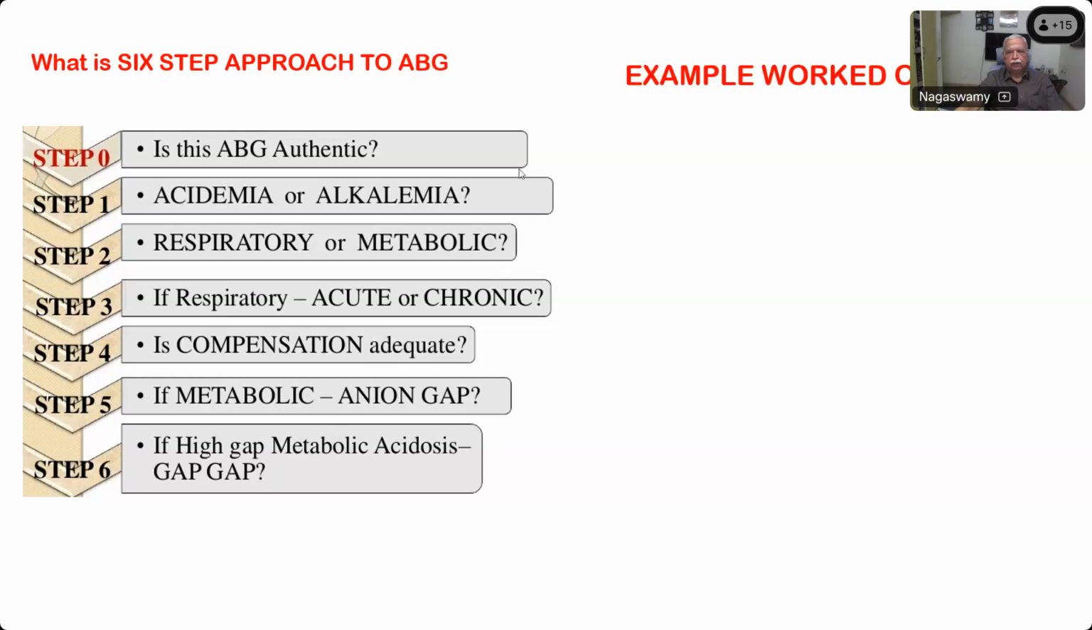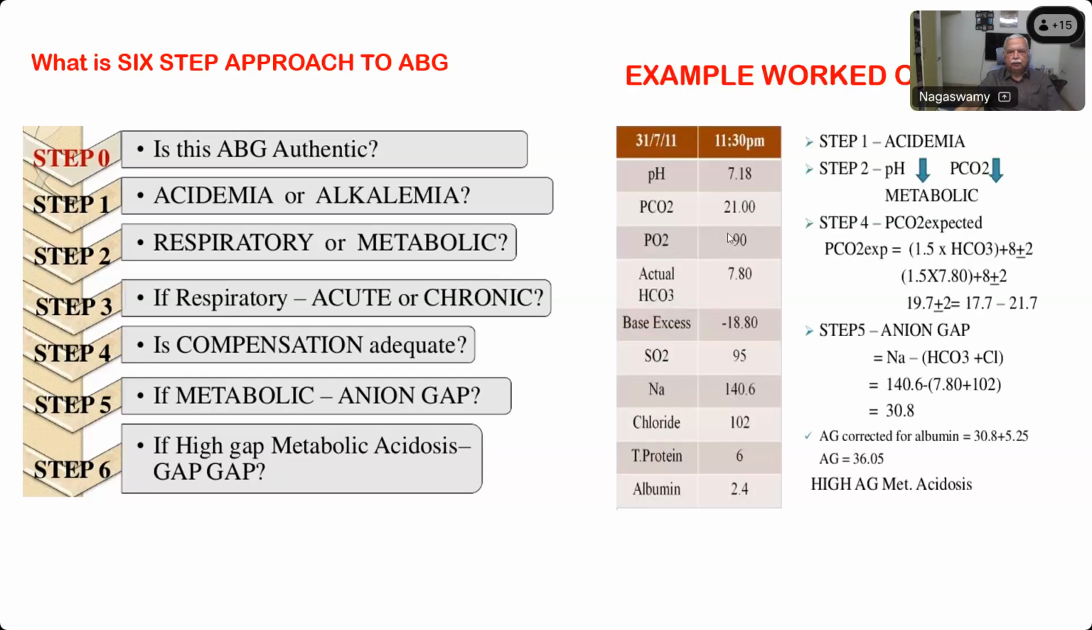So the example here is, the pH is 7.18. So it naturally indicates that it is acidemia or acidosis. What is the difference between acidemia and acidosis?